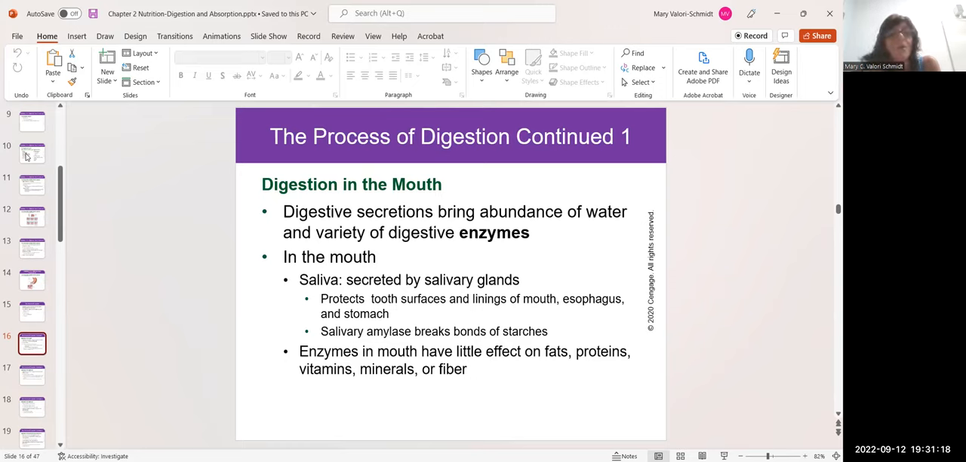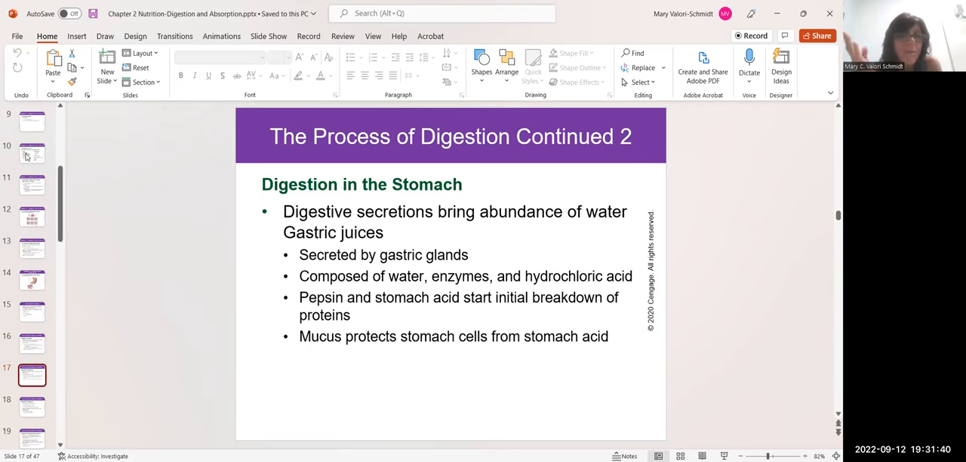Digestion in the mouth. So we talked about saliva, and saliva is important. It also protects your teeth, believe it or not, from bacteria sitting on there and causing damage. The salivary glands don't have a lot of effect on fats and proteins or vitamins and minerals, that kind of thing. Basically, it's more of an enzymatic action that saliva has. The stomach, the gastric juices we talked about: the water, enzymes, and hydrochloric acid. And there's this lining of mucus, which is pretty cool, that actually protects the stomach cells from its own acid.